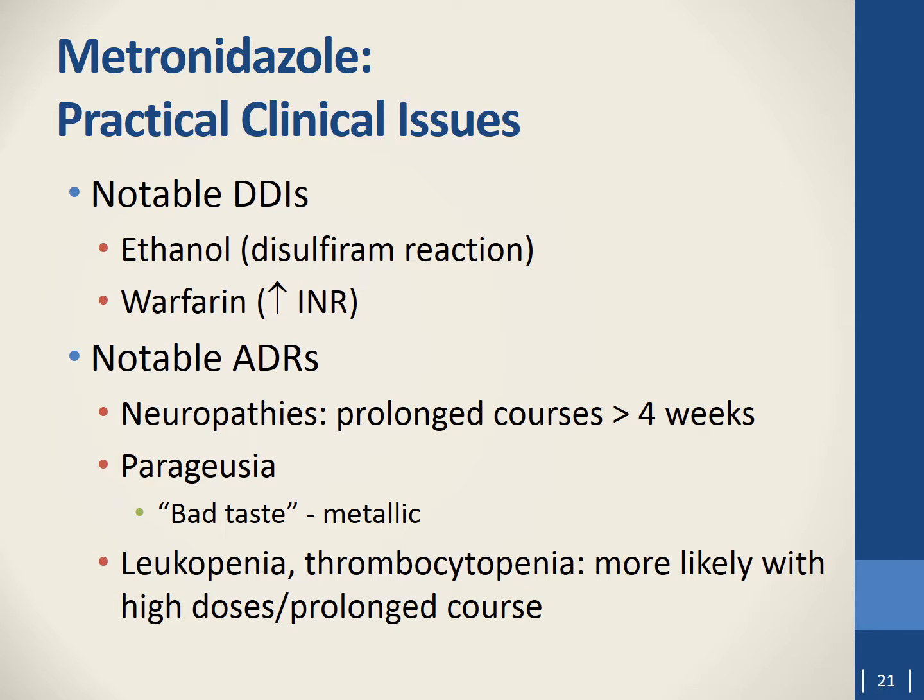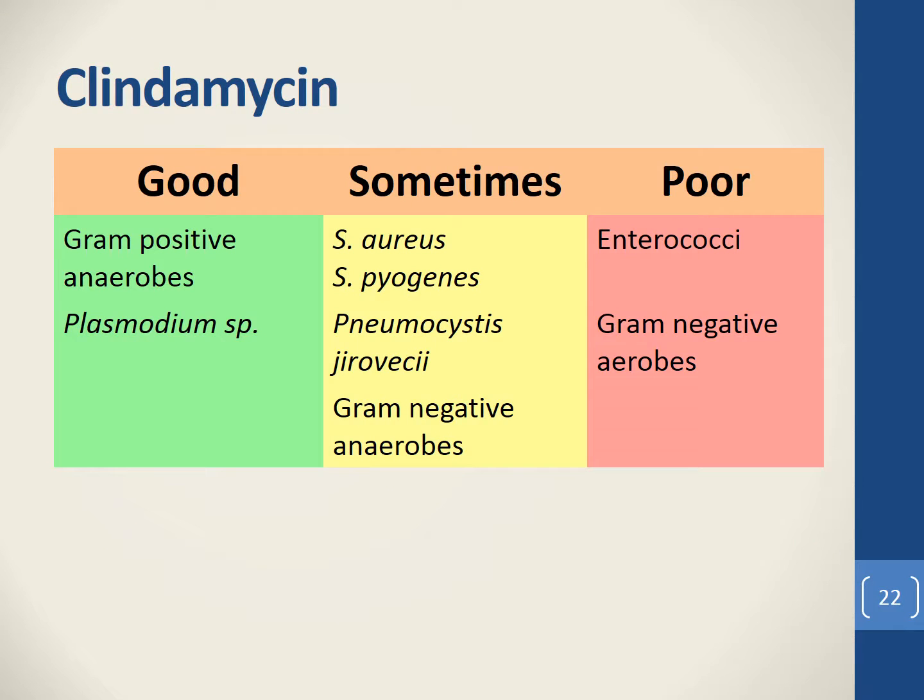If you do have patients who are on prolonged courses, so longer than 4 weeks, they can experience some neuropathies from it. So that's why you typically don't see this agent used for more than about a month at a time. Patients can also complain of a bad metallic taste in their mouth. That's normal and should go away with therapy. And again, with more prolonged courses, you may see leukopenia and thrombocytopenia. So that, along with the neuropathies, are the reason why this is an agent that we typically use for less than 4 weeks.